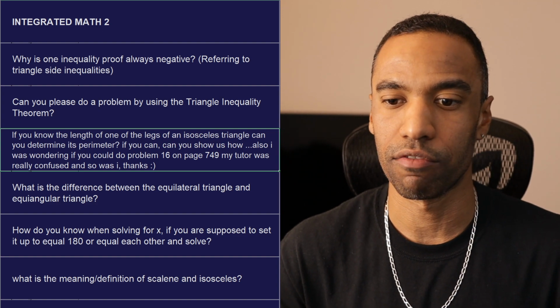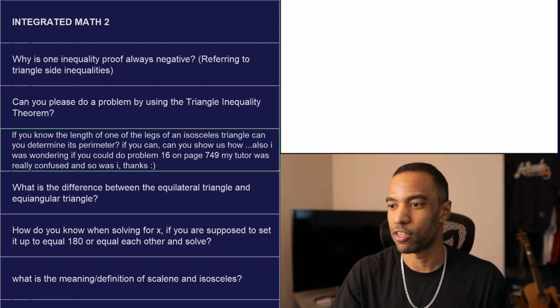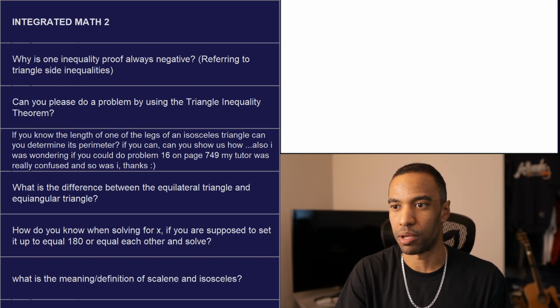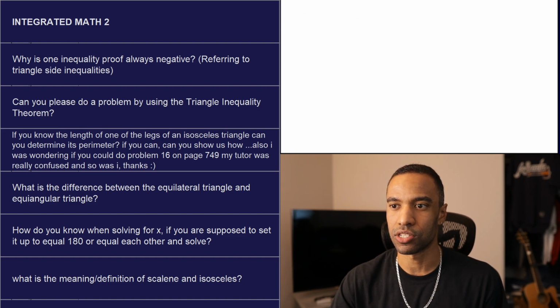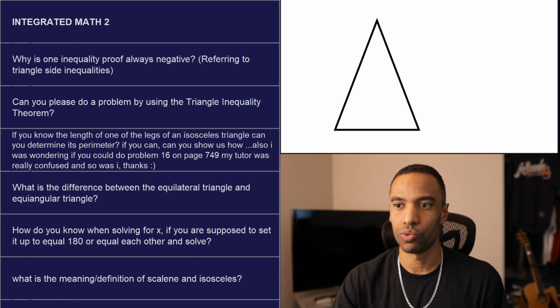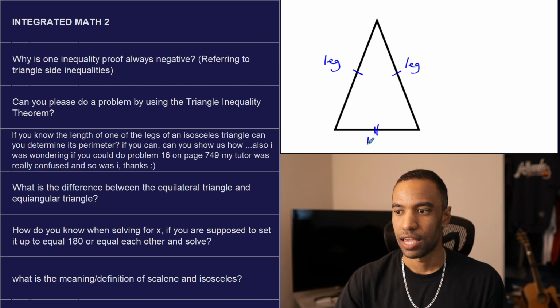First one, if you know the length of one of the legs of an isosceles triangle, can you determine its perimeter? So again, if this were a question on its own, it would actually be a pretty good one, meaning if it wasn't in homework. So an isosceles triangle, guys, looks like this. 2 known congruent sides right here, and those are called legs. So this is a leg, this is a leg. This is technically called the base. It is not known to be congruent. We can't assume it to be congruent right there.